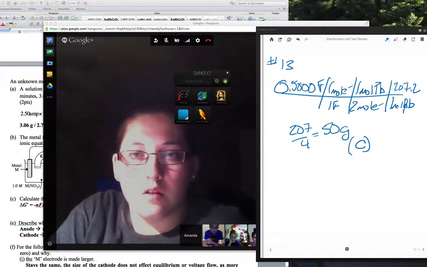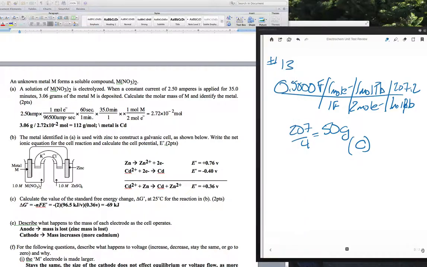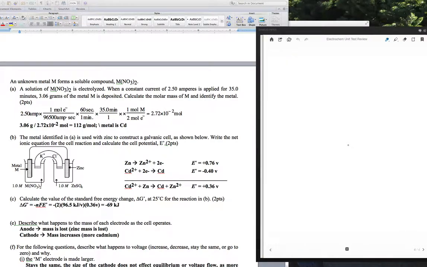all right. Can you guys see the bamboo paper? Okay.